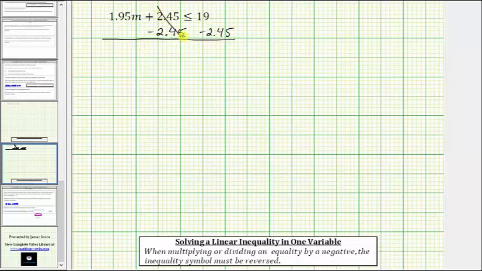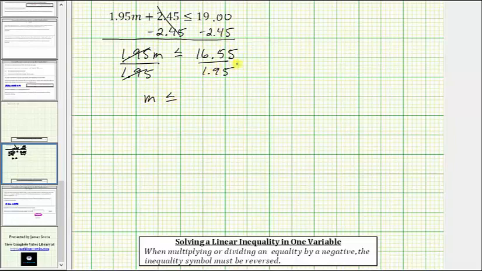On the left, this difference is 0, which is why we subtracted 2.45 on both sides. This gives us 1.95m is less than or equal to 19 minus 2.45, or if we want 19.00 minus 2.45, which gives us 16.55. And now because 1.95m means 1.95 times m, to solve for m, we now divide both sides by 1.95. Simplifying on the left, this quotient is equal to 1. 1 times m is m.